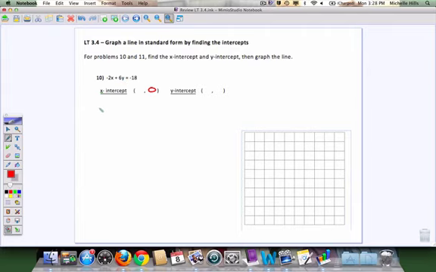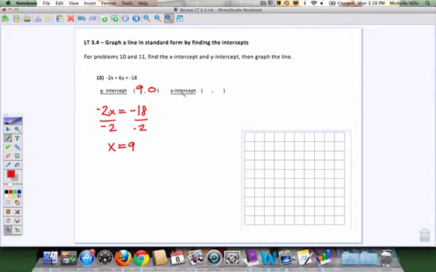Negative 2x plus 0 becomes just negative 2x. So I get this equation, negative 2x equals negative 18. To solve that, since the x is connected to the negative 2 with multiplication, I have to undo that by dividing by negative 2 on both sides, and I end up with x equals positive 9. So when I put 0 in for y, x is 9, which means my x-intercept, where it crosses the x-axis, is the point 9, 0.